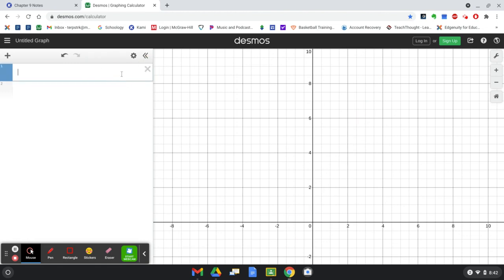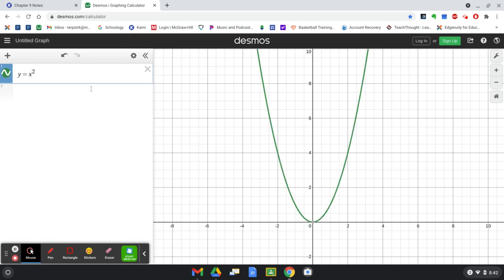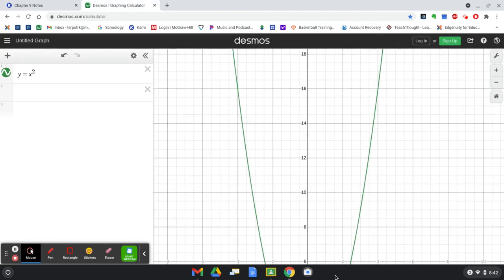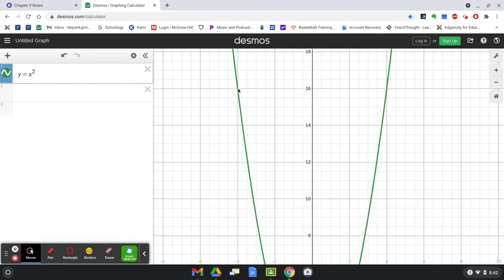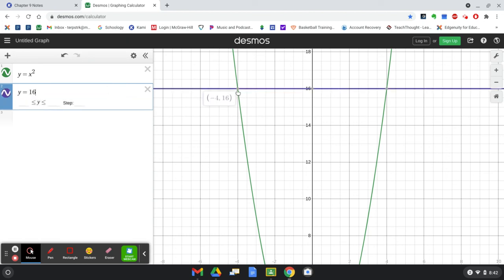However, if I do x squared, what were we trying to find? When it's equal to 16. So if I come up here, I see that it's equal to 16 both here at positive 4, and it's also equal to 16 at negative 4. And we can use the line again, y equals 16, and see that it crosses twice, both at a negative value and a positive value.